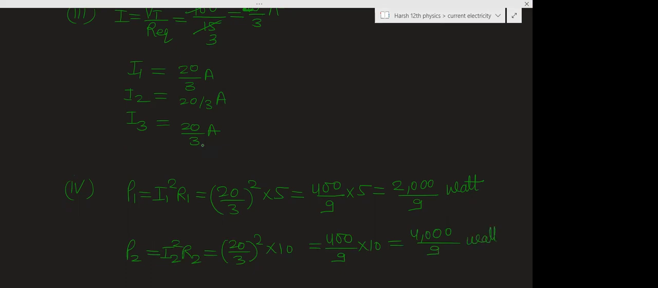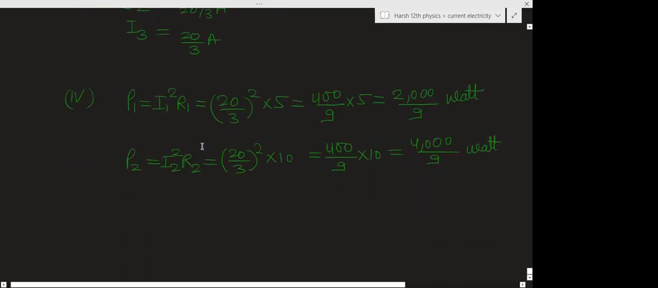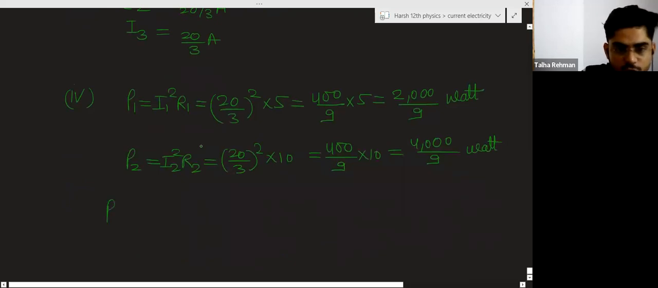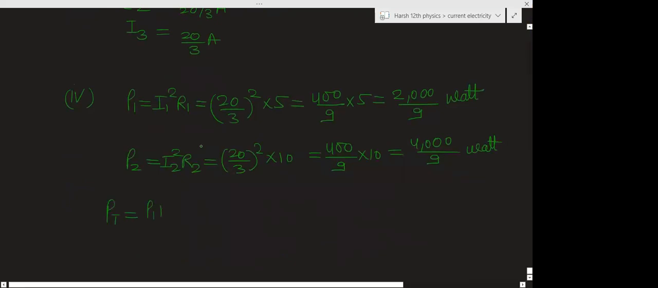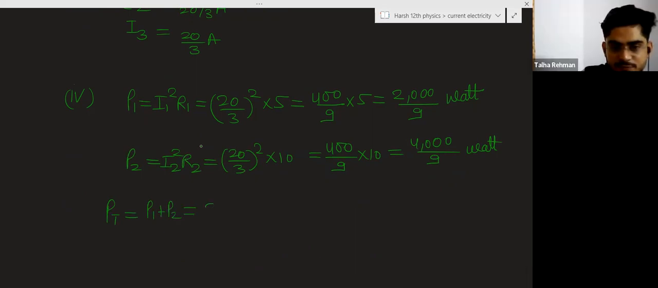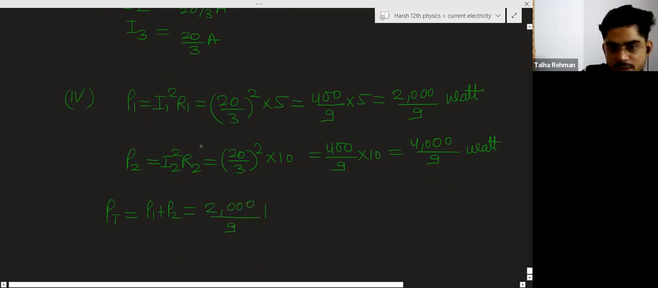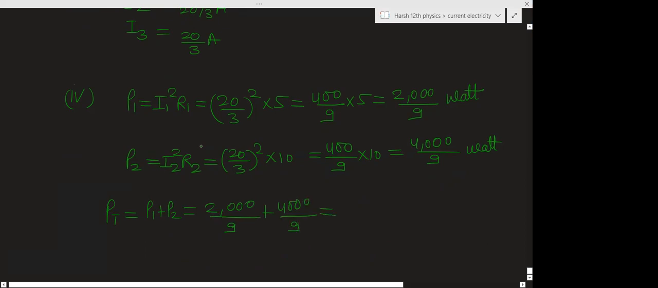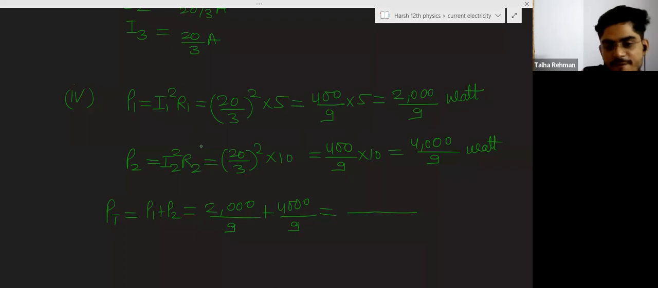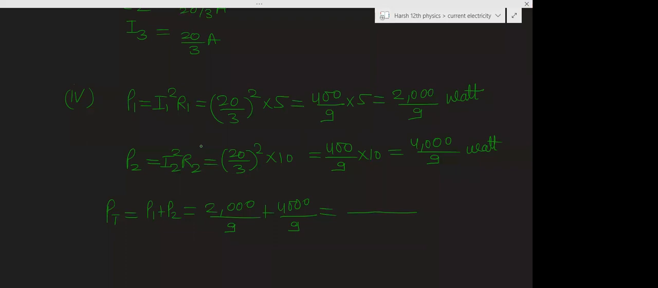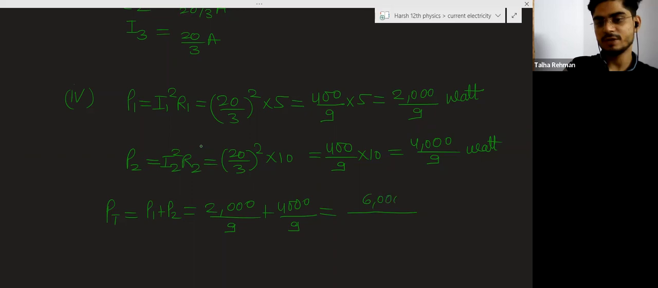And if you want to calculate the total power, you can just add. Power is a scalar quantity. We can add directly like numbers. 2000 by 9 plus 4000 by 9. So how will you solve this, Harsh? Sir, it will be 6,000 by 9, right? Very good. The LCM is the same, 9, and the unit is watt.